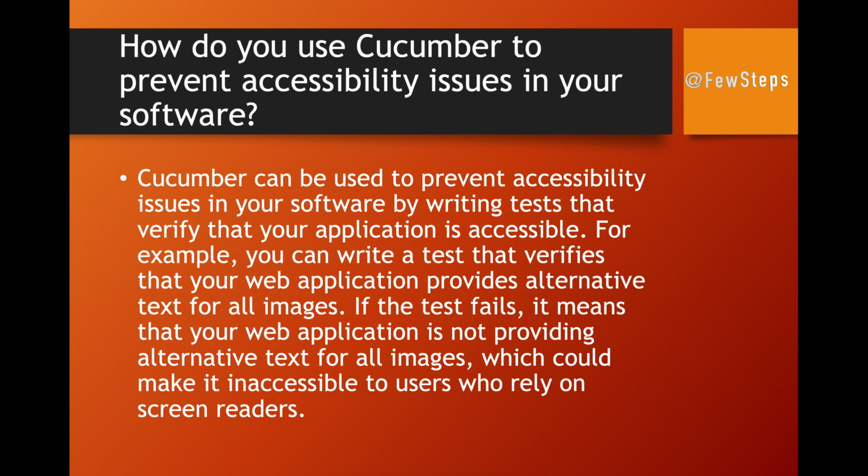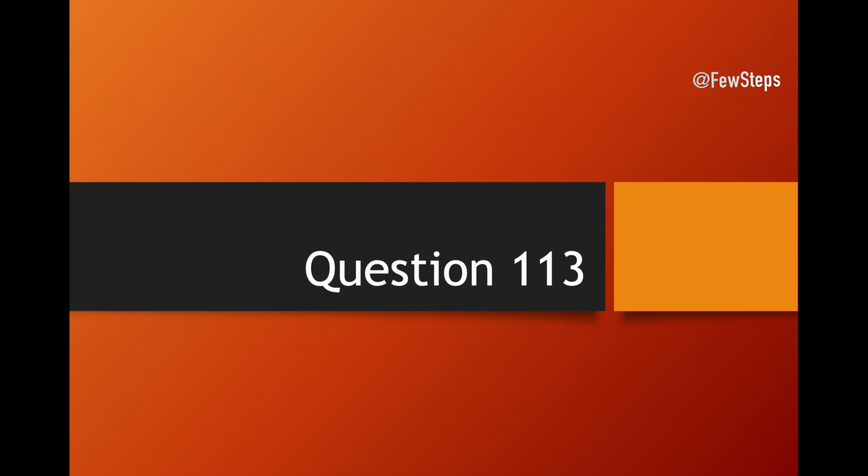Question 112. How do you use Cucumber to prevent accessibility issues in your software? Cucumber can be used to prevent accessibility issues in your software by writing tests that verify that your application is accessible. For example, you can write a test that verifies that your web application provides alternative text for all images. If the test fails, it means that your web application is not providing alternative text for all images, which could make it inaccessible to users who rely on screen readers.